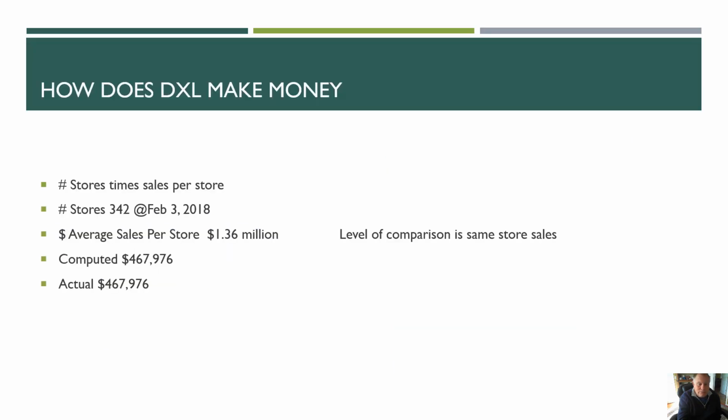How do they make money? Pretty straightforward. They have stores, and it's sales per store. So if I look in February of 18, they had 342 stores, average sales of 1.36 million, and when I do the computation, I come out pretty much the same. So if I want to grow Destination XL, I can either increase the number of stores or I can sell more in a store. Those are my only two ways I can grow.